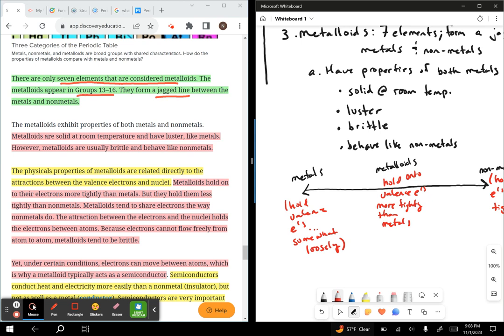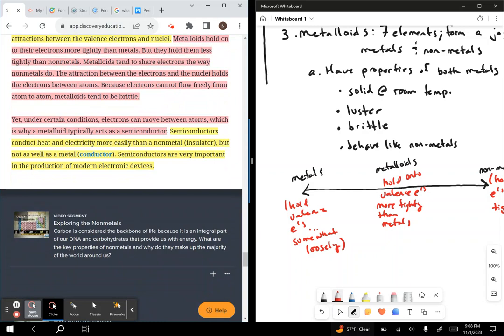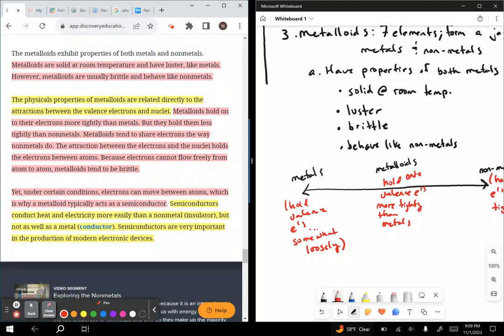Under certain conditions, electrons can move between atoms, which is why metalloids typically act as semiconductors. I really encourage you to take some time and read these paragraphs. There's a lot of information here, and it's going to take some time to wrap your head around. Why? Because electrons can move between atoms. And what is a semiconductor? They conduct heat and electricity more easily than nonmetals, but not as well as metals. And we use these a lot in your electronic devices.